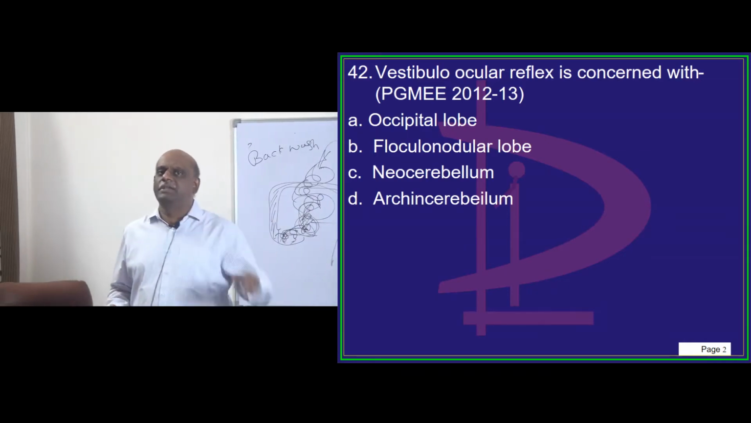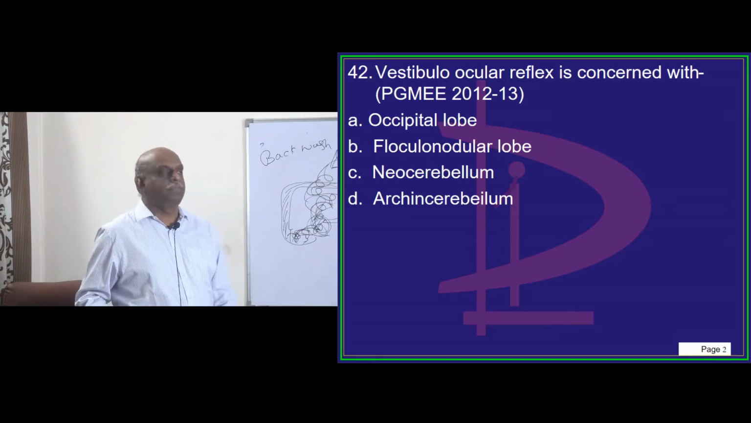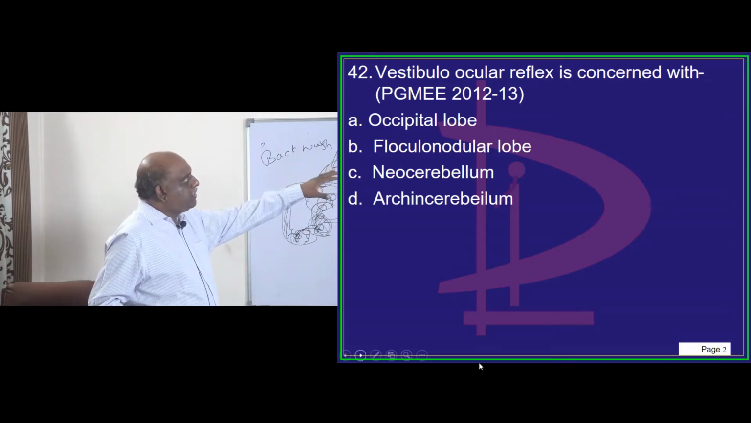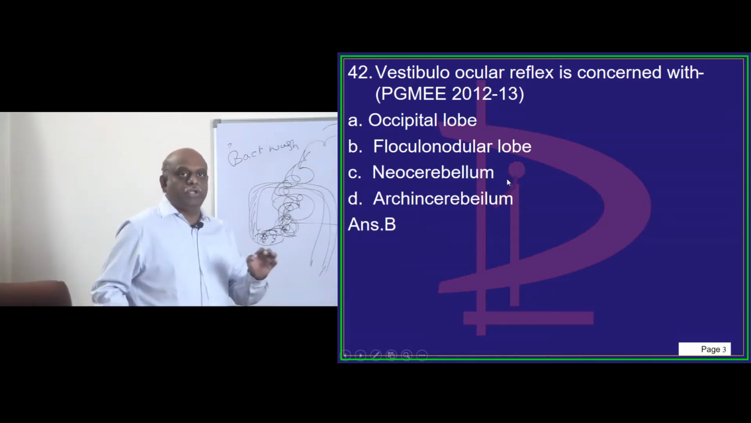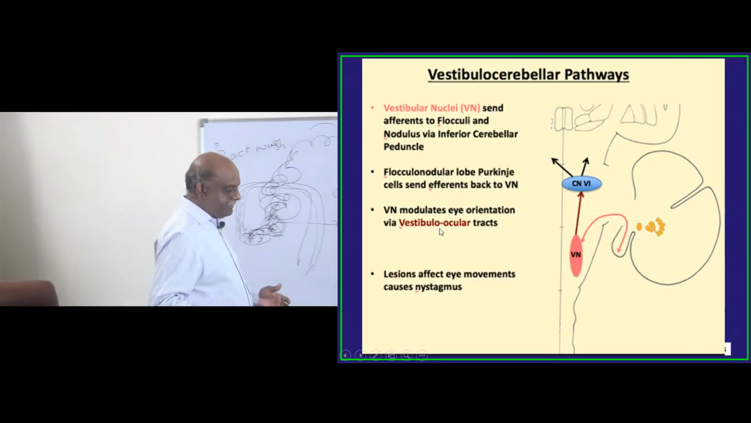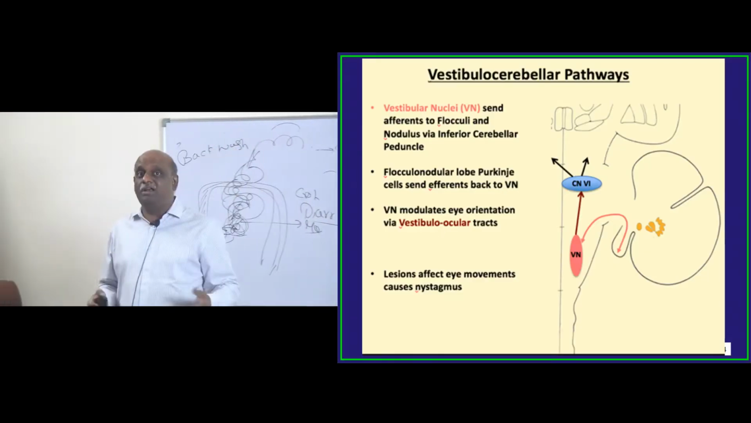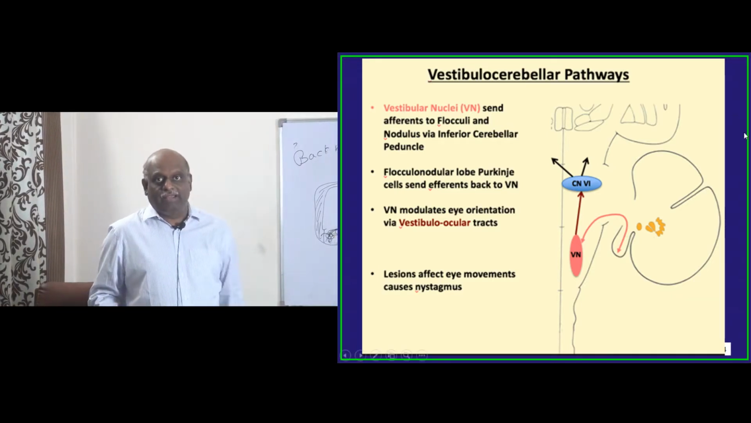Vestibulo-ocular reflex is concerned with what? Which part of the cerebellum? It is the flocculo-nodular lobe which is important for the vestibulo-ocular reflex. So if you look at the vestibulo-cerebellar pathway, there are vestibular nuclei.